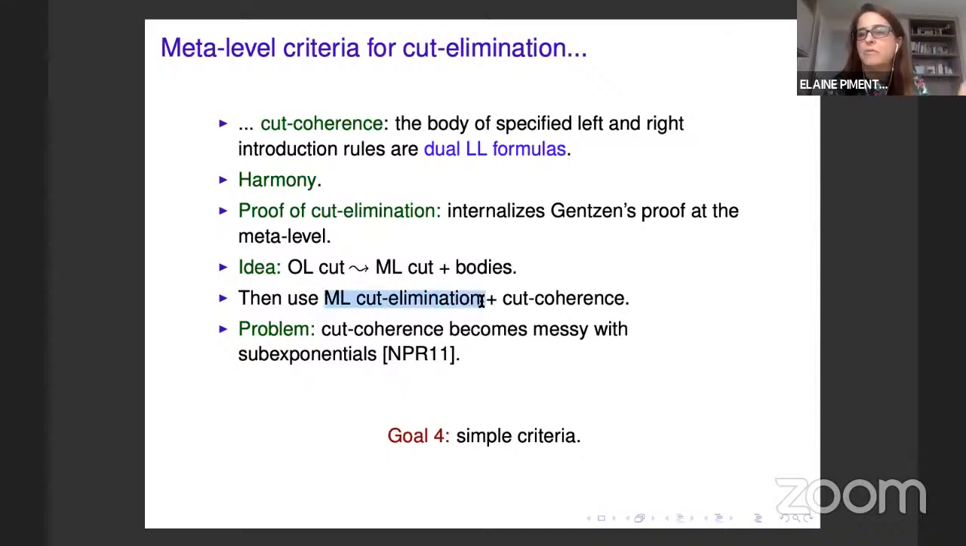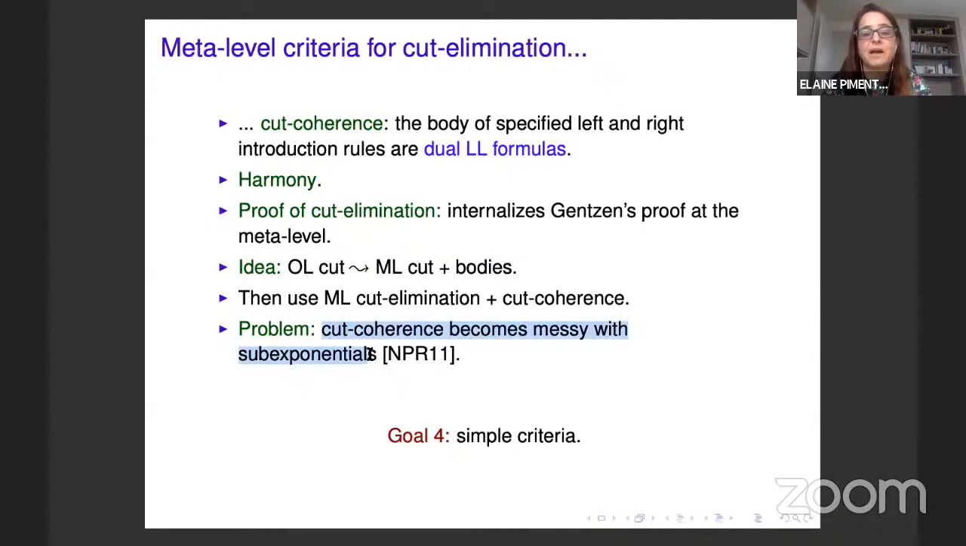So we eliminate the meta-level cuts. The only thing that is going to be left are the bodies. But the bodies are duals, so they disappear. When they're together, they're going to produce bottom, so they disappear. So this is the beauty of the thing. You transform object-level cut elimination to meta-level plus bodies, but bodies are well behaved. So they kill each other, let's say, okay?